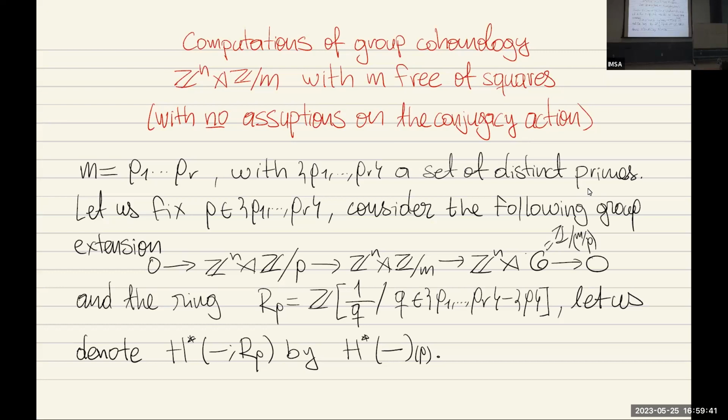Okay. Consider this extension and consider the following ring, that is the ring obtained by inverting all primes different from p. Let us denote the group cohomology with these coefficients just by H sub p. Okay? Considering this extension, the right one, we have the following.